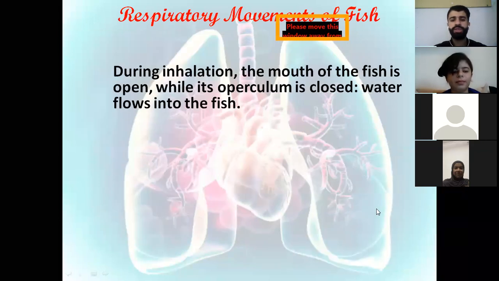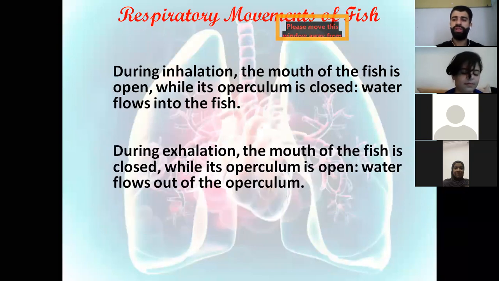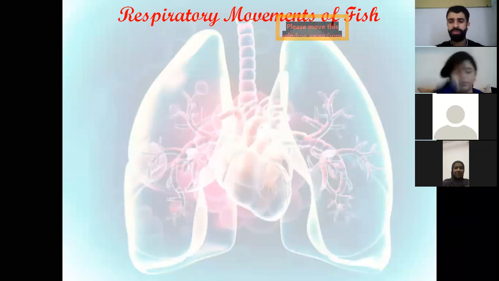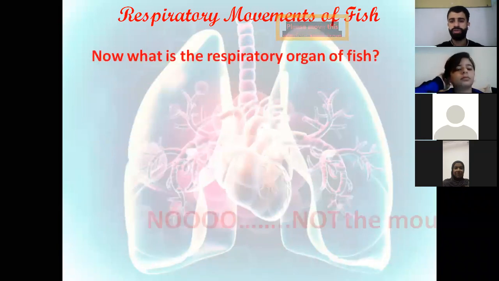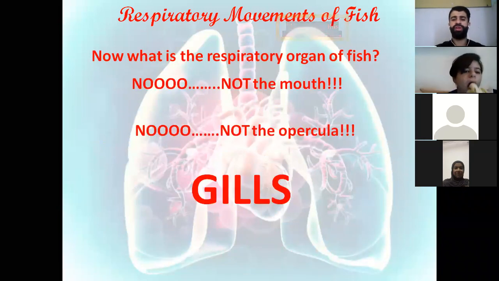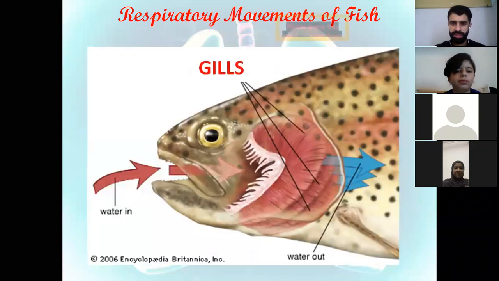So during inhalation, as I said, the mouth is open and the operculum is closed. During exhalation, the mouth is closed and the operculum is open to get rid of carbon dioxide. And we said that the respiratory organ inside the fish is called the gills.